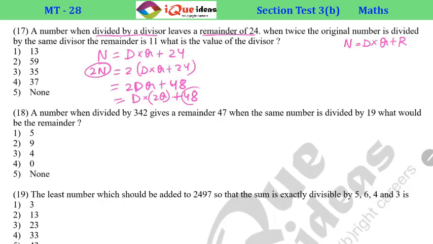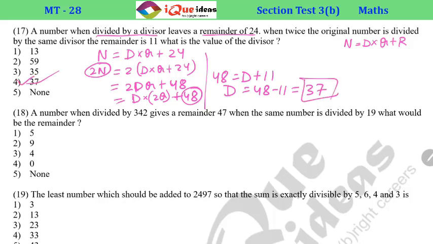So that means this 48, if it is divided by d, the remainder should be 11, right? This 48 should be d plus 11. Then only the remainder can be 11. So the required divisor is 48 minus 11, which is equal to 37. All right. So the final answer of this question is fourth one. A very easy question actually.